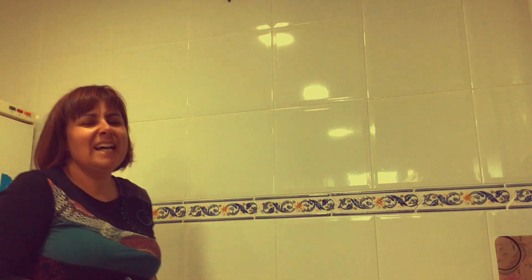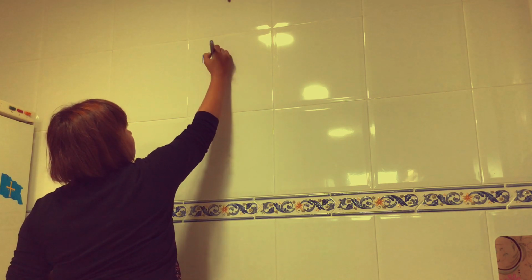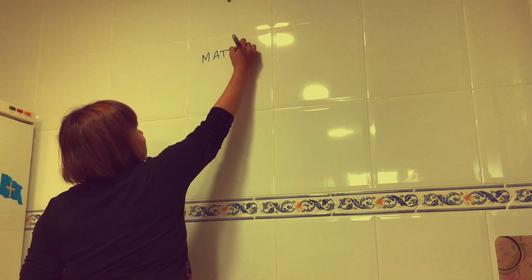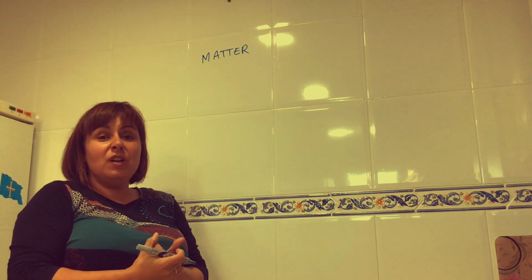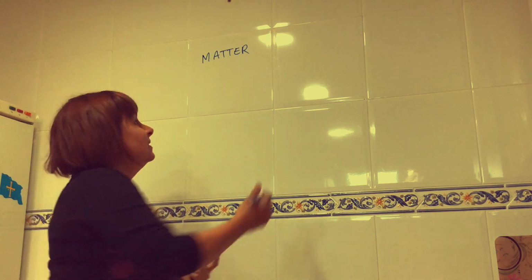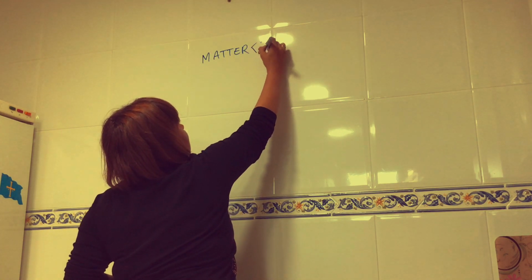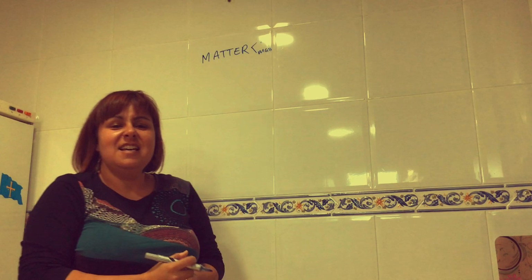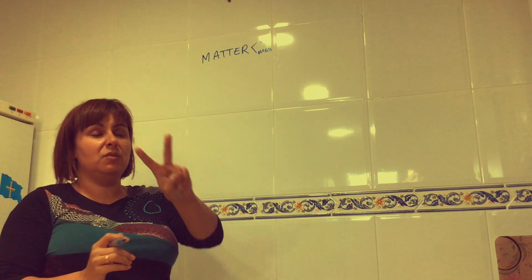Good afternoon. I'm going to make a summary of what I explained to you this morning. Okay, we have matter, and matter is anything that has a volume and a mass. So matter needs to have a volume and a mass. Then matter can be classified basically into two big groups.